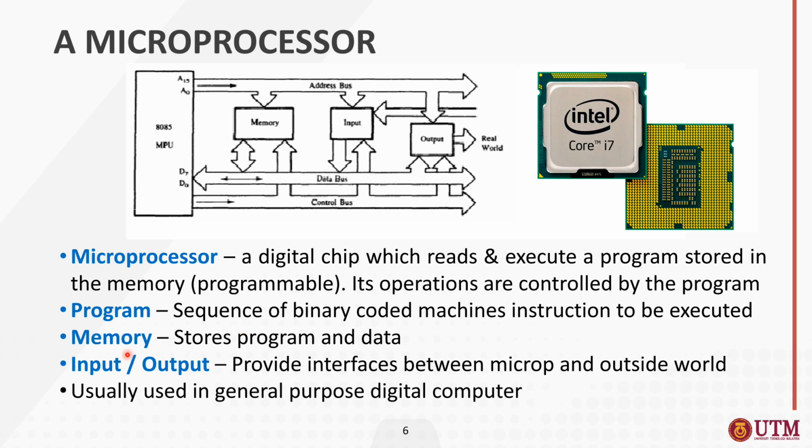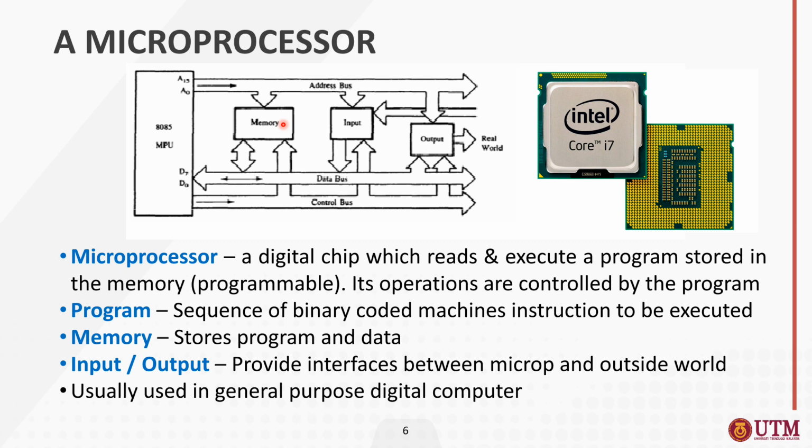Next is the memory. The function of memory here is to store program and data. For example, if you run Microsoft Word, the program that you are running needs to be saved into a memory. In order for the microprocessor to execute the program, it needs to temporarily save the program into a memory, so it is easier for the microprocessor to call the functions, to call the processes and so on.